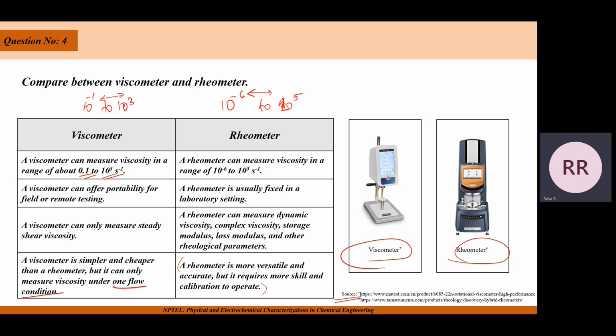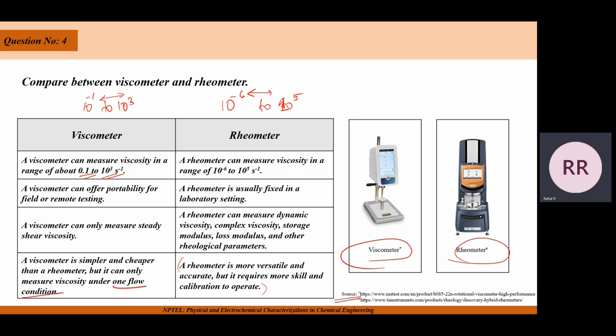Okay, so I hope this is clear. I will just explain once again. We have done a basic comparison between the two methods. There are many more differences, and similarities also, but these are some of the major things that one should be aware of. So basically, a viscometer can measure viscosity in the range of 10 to the power minus 1 to 10 to the power 3, whereas a rheometer can measure viscosity in the range of 10 to the power minus 6 to 10 to the power plus 5.